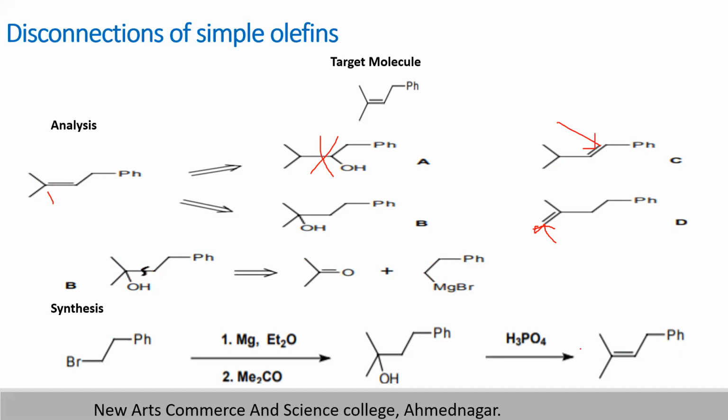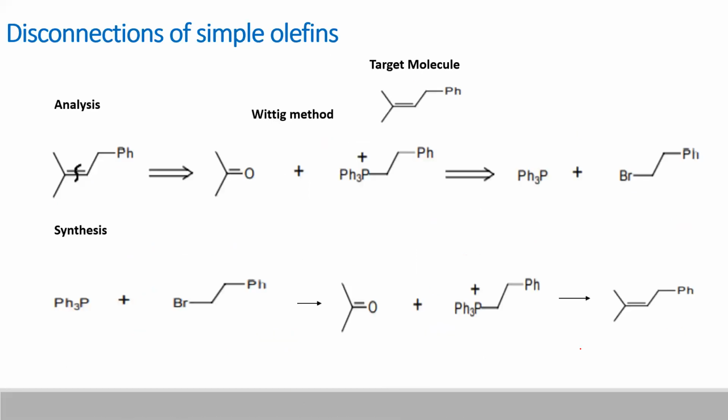But instead of this way, that is the retro dehydration reaction, if we prefer a Wittig method. Now, what is the Wittig method? Instead of placement of hydrogen and hydroxide, instead of the double bond, the best method is the Wittig method. Now, what is the Wittig method? Wittig method means that you have to disconnect this double bond. Now, after disconnection of this double bond, what is the Wittig reaction?